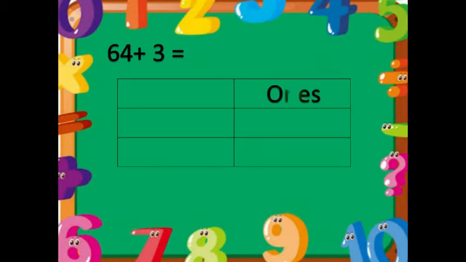Next, we have here 64 and 3. So we still have here our place value chart. So we will place 64 first on our place value chart. 4 is in the ones and 6 in the tens. Next, the 3. 3 is in the place value of ones.